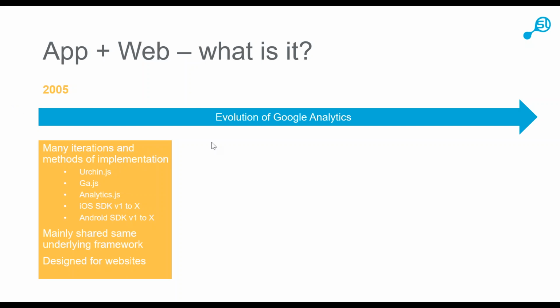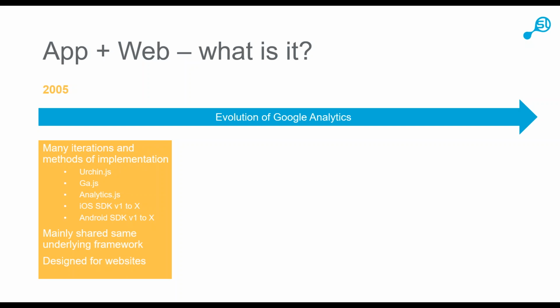So exactly what is App and Web? App and Web is really the next generation of Google Analytics, but to give you the background, I'll just start by running through where Google Analytics has come over the years. So Google started out in 2005 by introducing what we now know as Google Analytics. At the time it was a bit groundbreaking compared with everything else out there, and Google have slowly iterated and evolved that product into what we have now, which is an enterprise class, market leading web analytics tool.